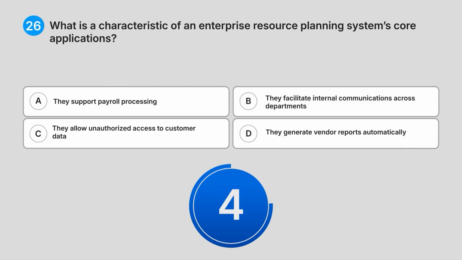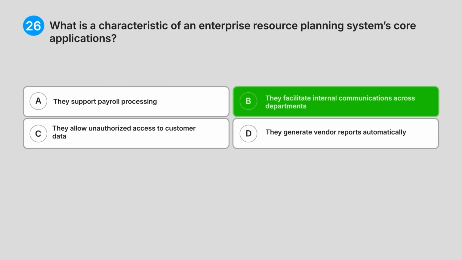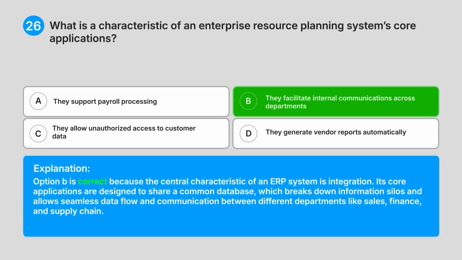Can you guess the answer? Correct answer, B. They facilitate internal communications across departments. Explanation. Option B is correct because the central characteristic of an ERP system is integration. Its core applications are designed to share a common database, which breaks down information silos and allows seamless data flow and communication between different departments like sales, finance, and supply chain.